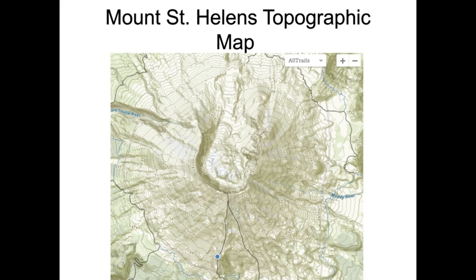Here we see Mount St. Helens. We see a lot of lines going around it with numbers that are distinguished on those lines. By the end of this unit, you will understand how to read this map, with the lines as they're close or far apart, the shape of the lines, and what the number values mean.